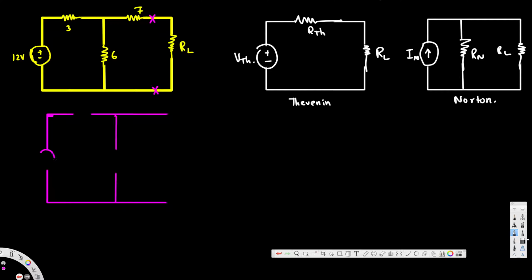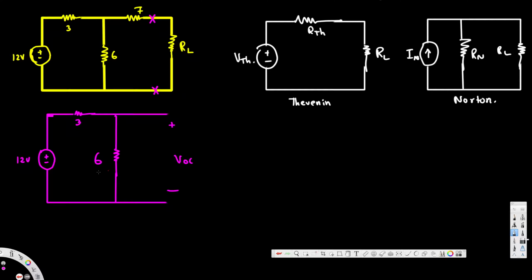Now if you cut this part off, this resistance doesn't do anything, because this is an open circuit, so we can eliminate the 7 ohm resistance. Here we will have this 12 volt voltage source, this 3 ohm resistance, and this 6 ohm resistance. The voltage across this open circuit is going to be the VThevenin. So let's put VOC, and if we find this one, that's going to be the VThevenin.